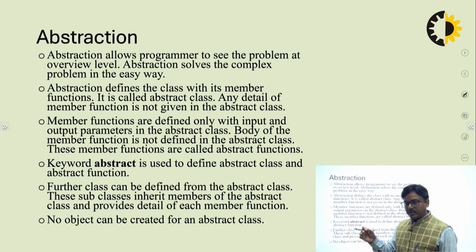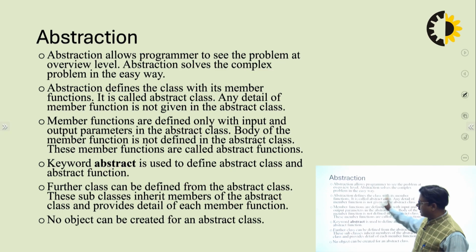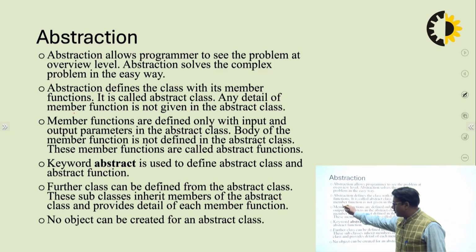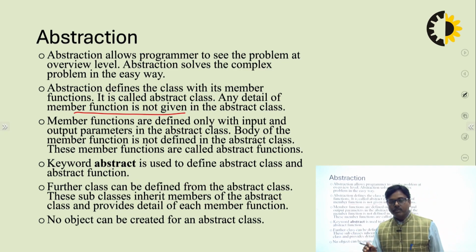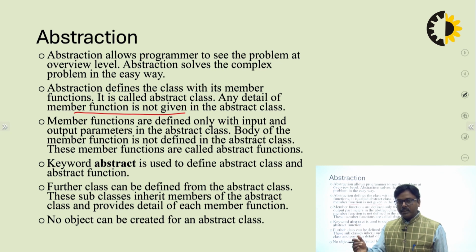When we are creating an abstract class or abstract method, the property of that abstract method is that we only declare the name of the method, and the definition of that method will be defined in a subclass, in any other subclass. So it is called an abstract class. Any detail of the member function is not given. This is a very important point. It will have only the declaration part. The definition part will not be given in the abstract class.